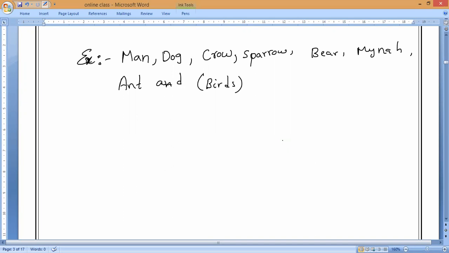So now we will describe what is omnivorous, what is carnivorous, and what is herbivorous. Now we'll describe another type of producers and consumers which are extremely small.